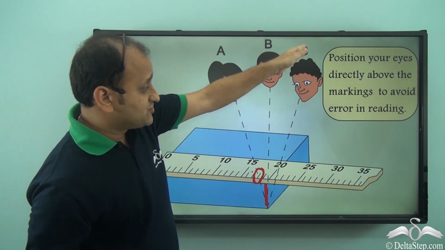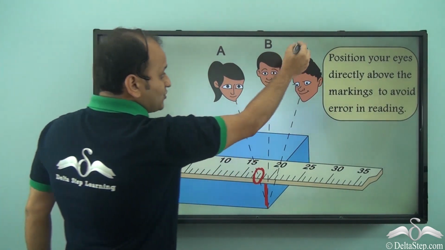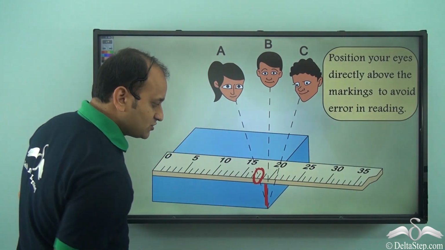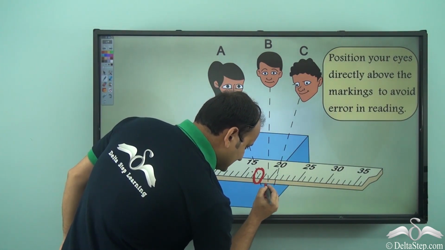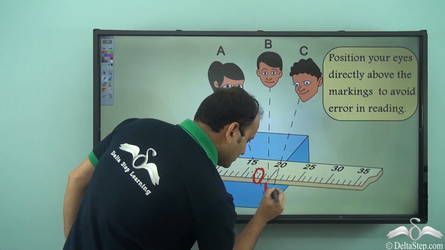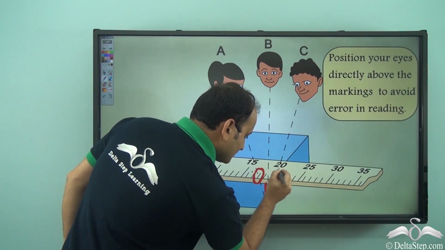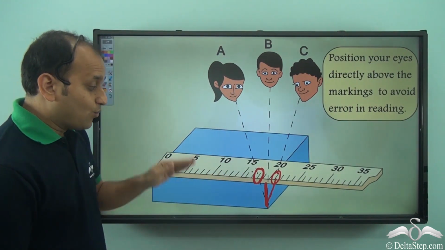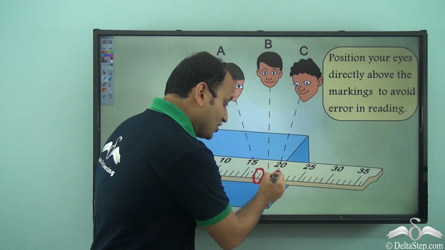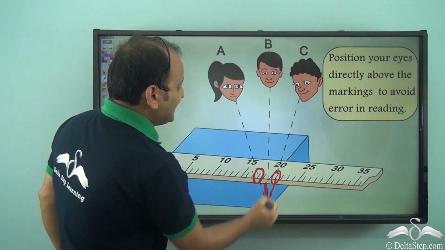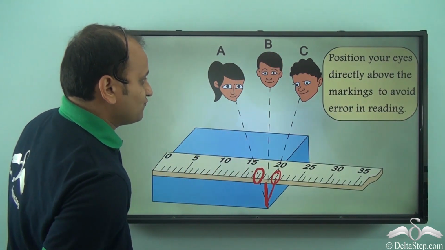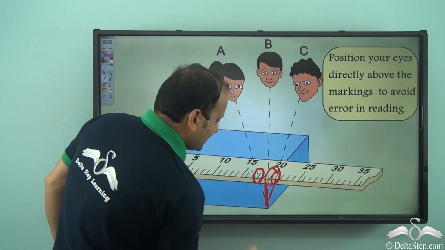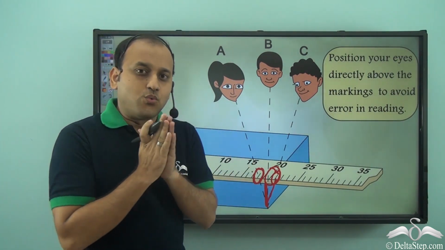Now, what will happen if you see from position C? Well, again you are seeing in a straight line and you are trying to match the edge with division on the scale. Now, this is the edge, and when you see in straight line, you get this particular reading, which is 21, which is not correct. What is the correct reading? The correct reading is 20. Now, when you see exactly from this particular position, which is directly above, then you see the 20 marking.